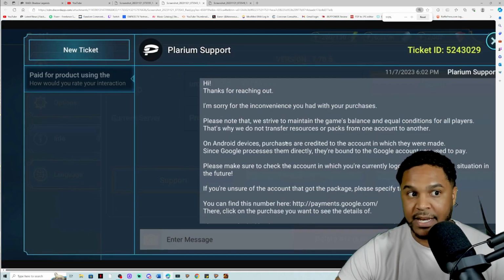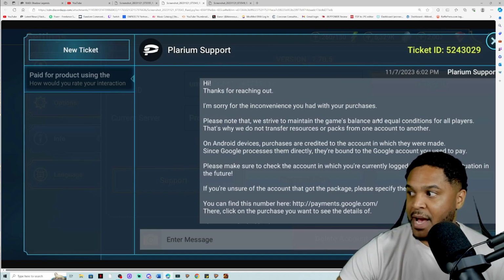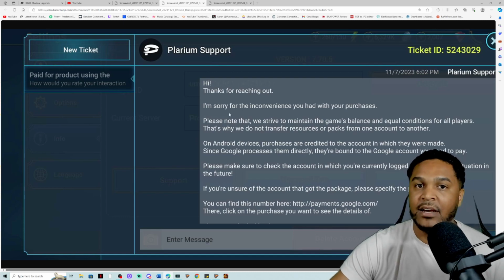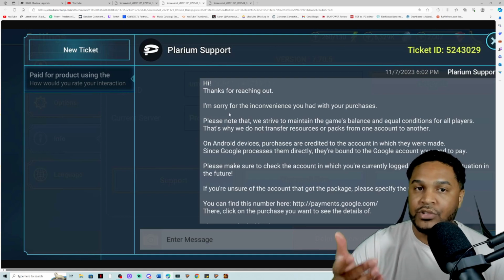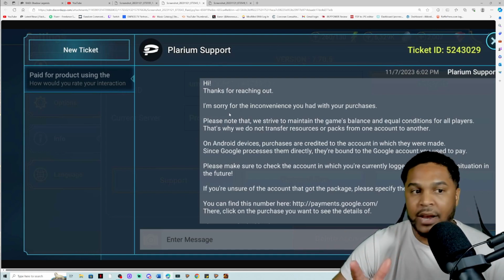And so this one says, "Sorry for the inconvenience. Please note that we strive to maintain the game's balance, equal conditions for all players. That's why we do not transfer resources or packs from one account to another." Obviously, I'm not transferring resources on purpose. Why would I ever do that? Why would a player do that?